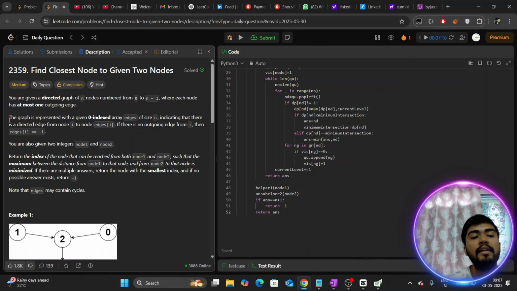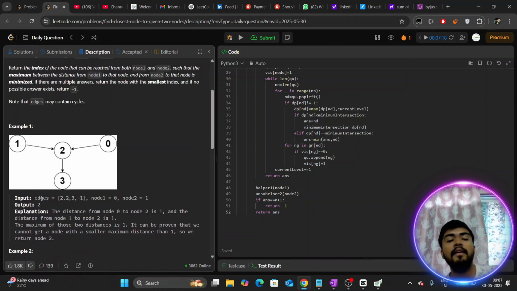On the next lines, they have mentioned the graph is represented with a given zero-indexed array edges of size n, indicating that there is a directed edge from node i to edges[i]. If there is no outgoing edge from i, then edges[i] is holding -1. Very straightforward, I feel.